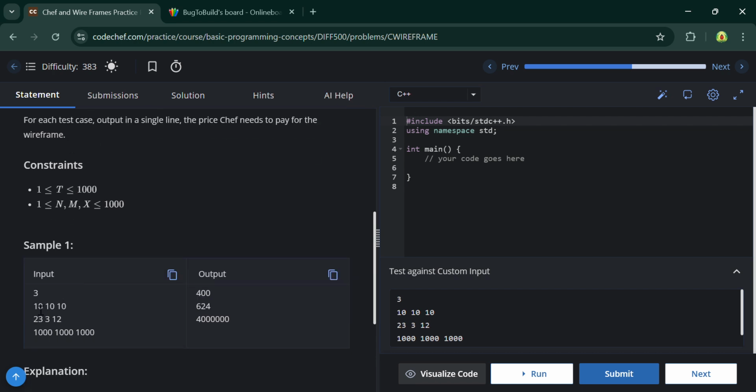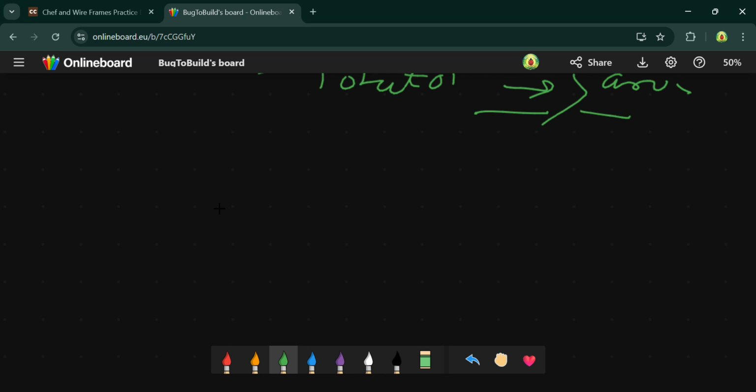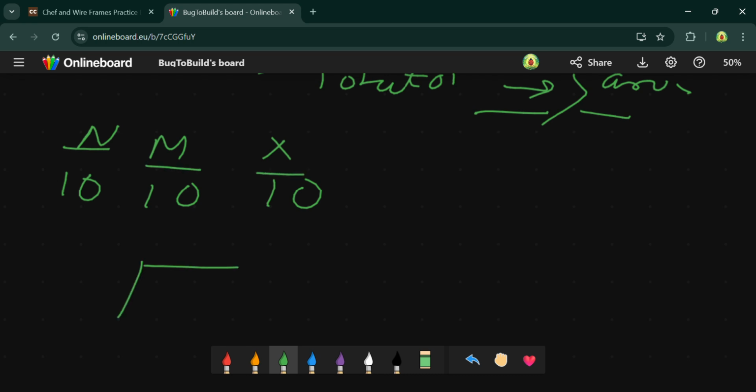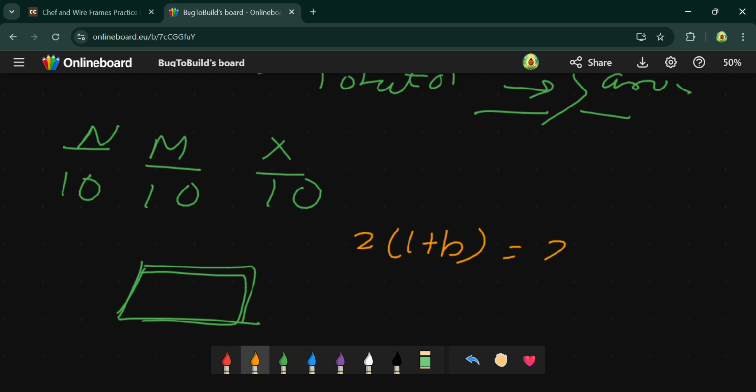Here 3 test cases are given, and the first test case is 10, 10 and 10. This is n, m and x. N is the length, m is the breadth and x is the cost. First you have to find the perimeter of the rectangle. What is the formula for the perimeter of a rectangle? 2 into (L plus B). So 2 into, length is 10 and breadth is again 10, so 2 into 20, which will give 40.